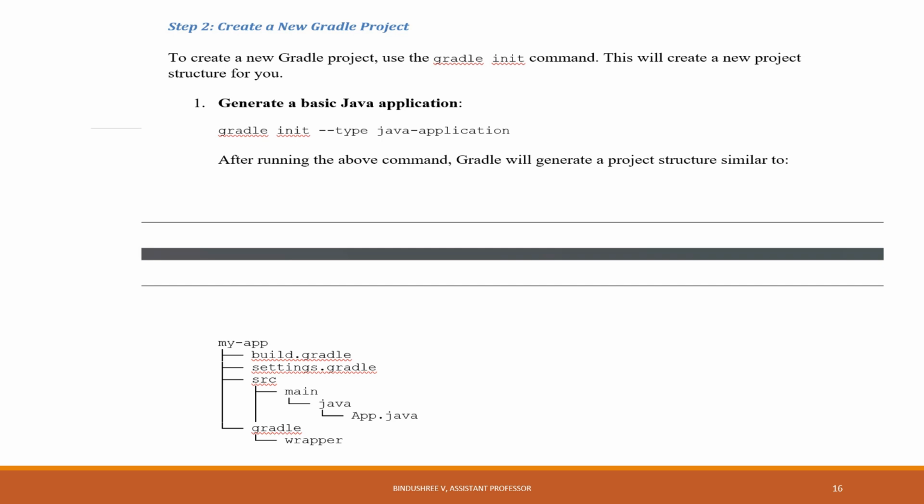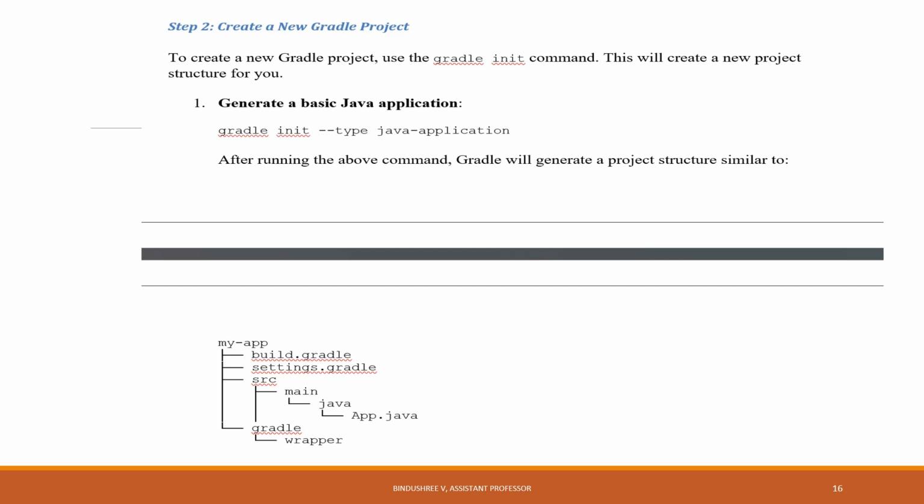Under this, settings will be there. In settings you can set up your project name and things related to your project. And under src, main, java, we will find one App.java. Here you can write the source code.